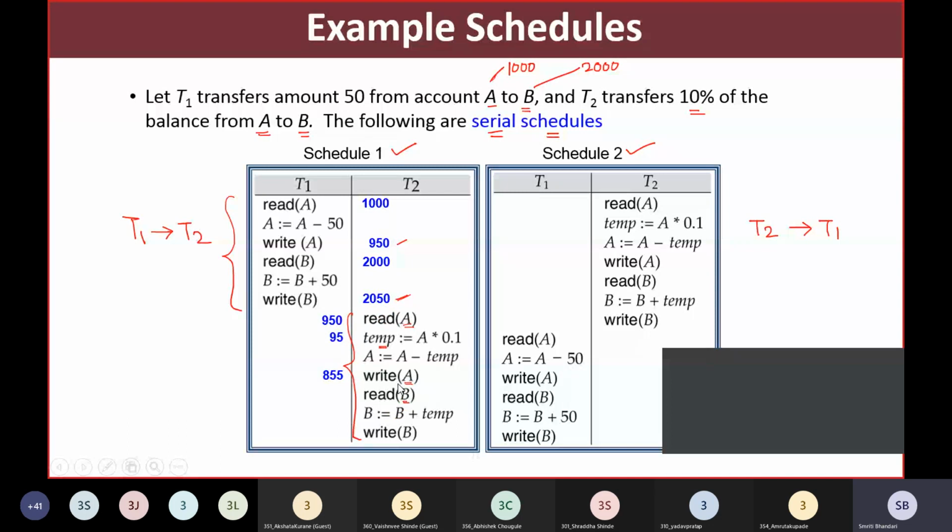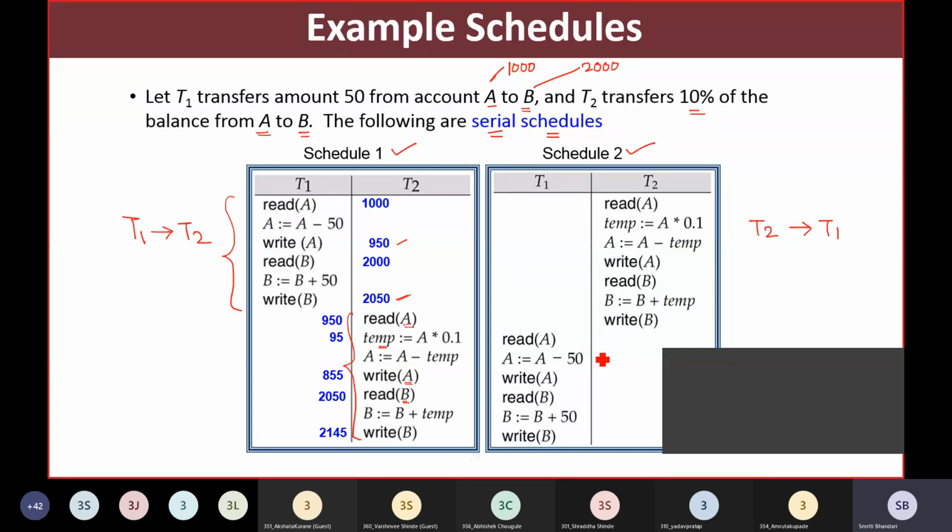Now transaction T2 is reading the balance of B. So what will it read? The balance of B that was written by T1. So read B will read 2050. This same amount 95 is being added into B's account because we are transferring it from A to B. So 95 is being incremented in B's account. Finally, the write B statement will write 2145 in B's account. So this is how this serial execution will produce the results. Now, this is a valid serial schedule.